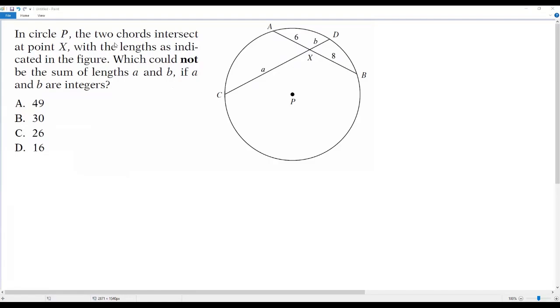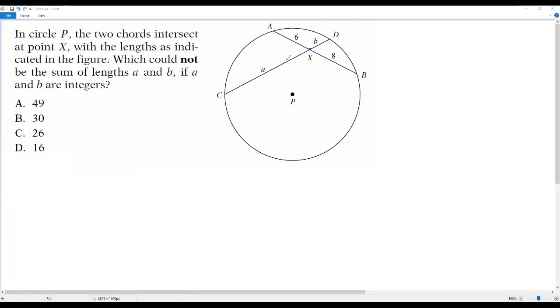In circle P, the two chords intersect at point X with the lengths as indicated in the figure. Which could not be the sum of the lengths A and B if A and B are integers? In the circle over here, the two chords AB and CD are intersecting inside the circle at the point X. Now we can use the intersecting chords theorem to solve this problem.